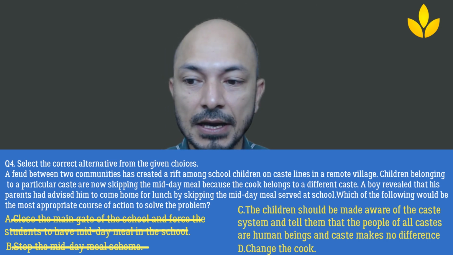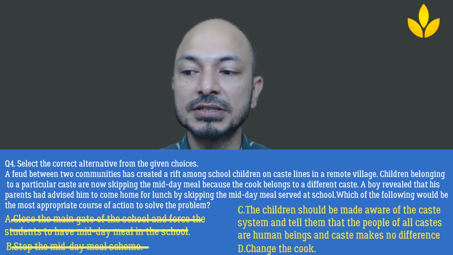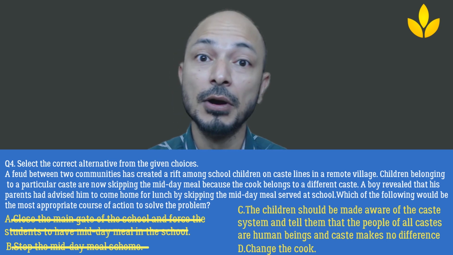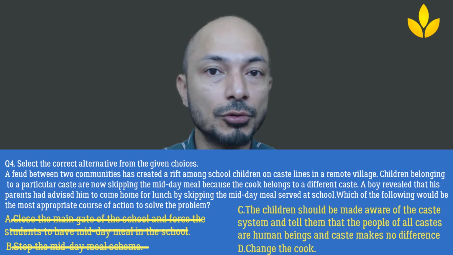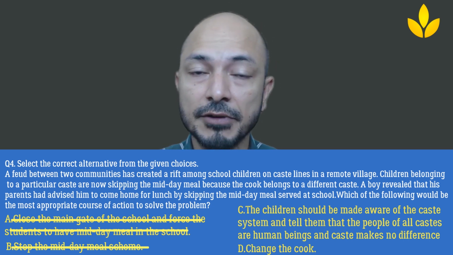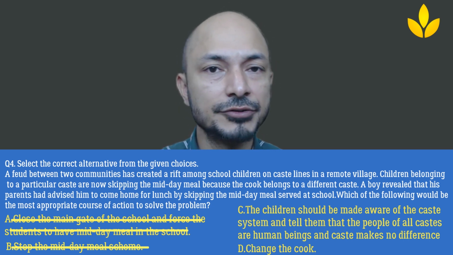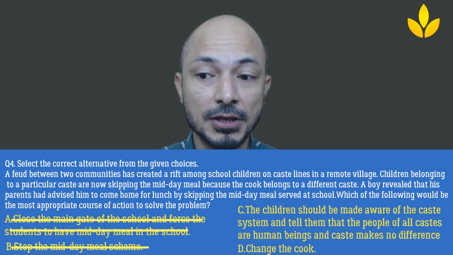And option C, the children should be made aware of the caste system and told that people of all castes are human beings and caste makes no difference. This option makes sense because we are getting to the root of the problem, which is changing the mentality of the children and teaching them good values and good ethics. So option C could be a possible answer.